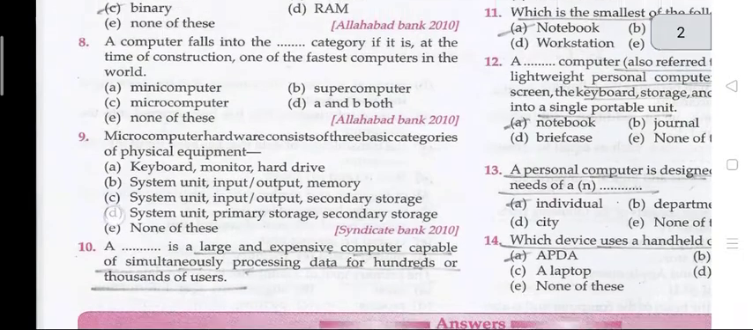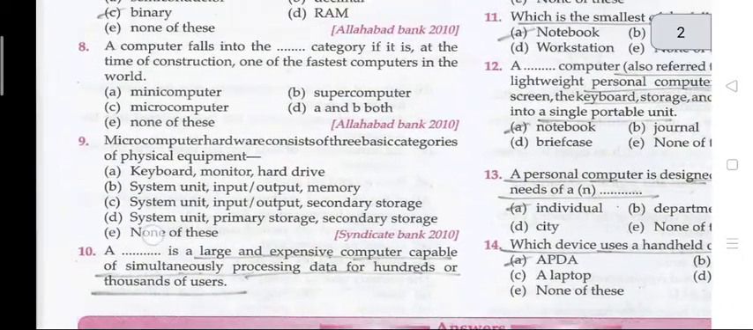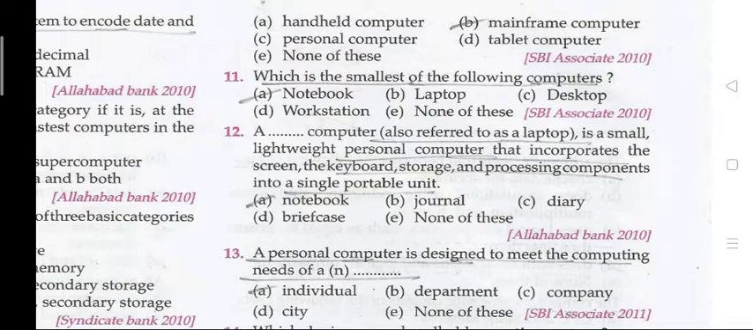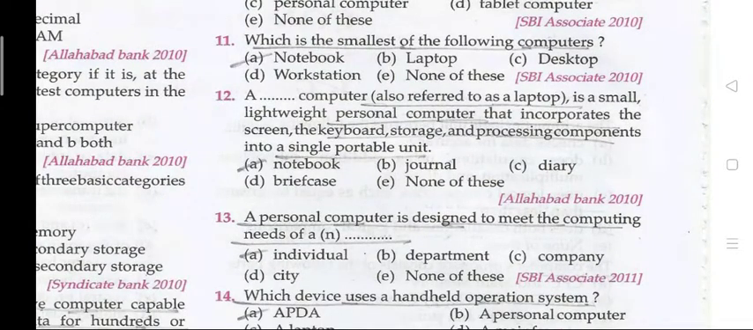Question number 10. A dash is a large and expensive computer capable of simultaneously processing data for hundreds or thousands of users. The right answer is mainframe computer. Question number 11. Which is the smallest of the following computer? Notebook. Question number 12. A dash computer is a small, lightweight personal computer that incorporates the screen, the keyboard, storage and processing components into a single portable unit, that is notebook.